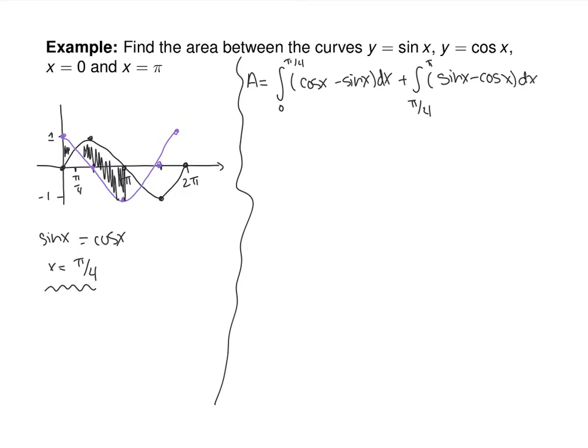All right, now antidifferentiate. The antiderivative of cosine is sine plus cosine, because cosine's derivative is negative sine, so it's from 0 to pi quarters. And then the antiderivative of sine is negative cosine, and then the antiderivative of negative cosine is negative sine.